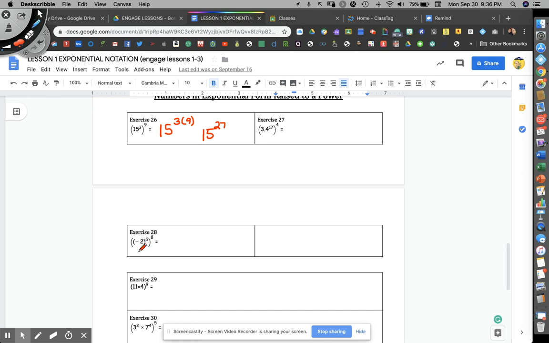Do not let the second set of parentheses fool you. Just ignore that. And try 29. And then I will meet you guys for 30.